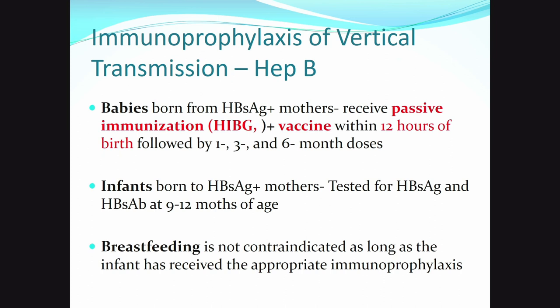So just after the delivery, we have to give the immunoglobulin and vaccine to the newborn baby, and the vaccine should be repeated again, maybe in 1 month's time, 4 months' time, or 6 months' time, according to the local guideline. And later, maybe in a year's time, we have to check whether the infant has got hepatitis B infection. If the newborn is given immunoprophylaxis, breastfeeding is not contraindicated from the mother.